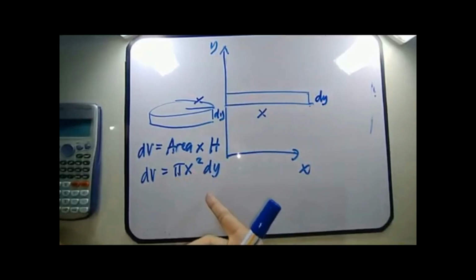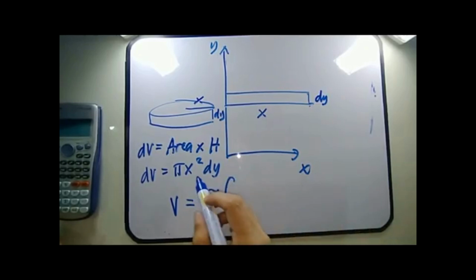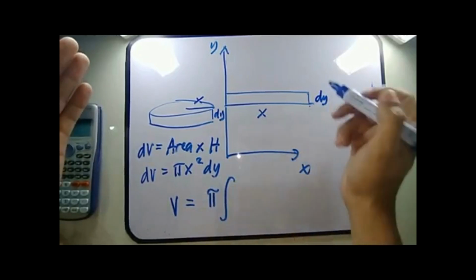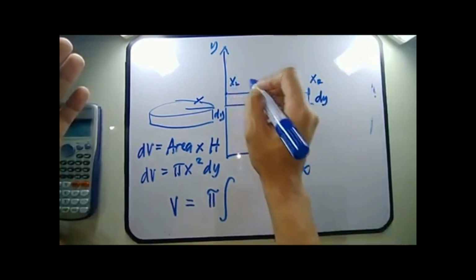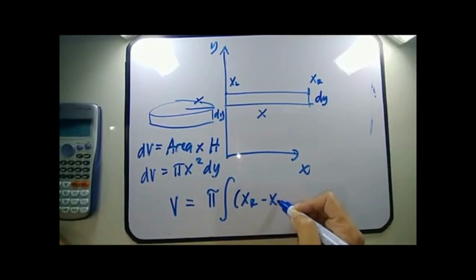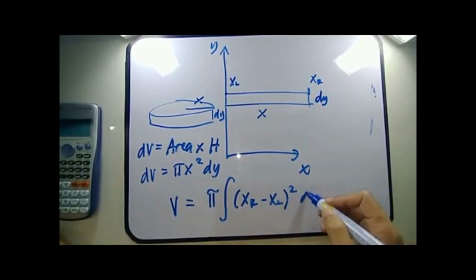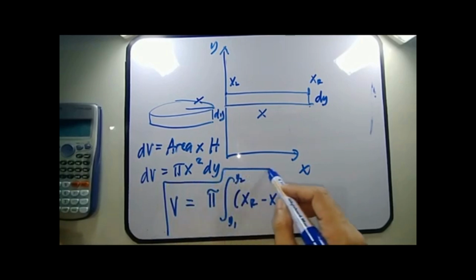So, integrate natin both sides. V equals pi integral of, yung x natin, guys, of course, this will be x right, and this will be x left. Ilagay natin, ha, x right minus x left squared differential of y. So, yung limit natin, guys, is y1 to y2. So, this is the first case.